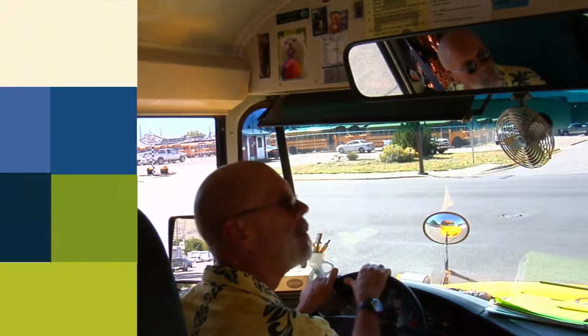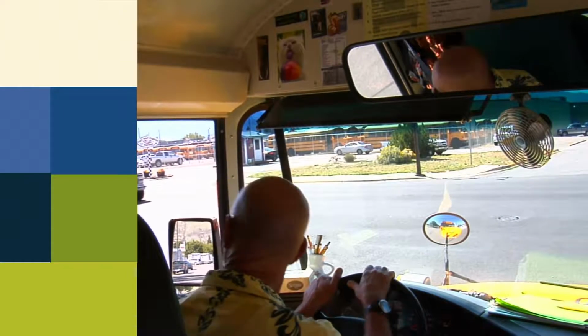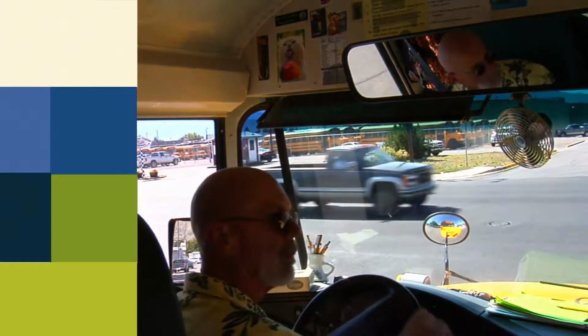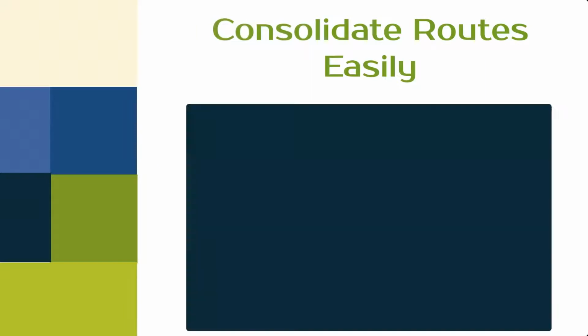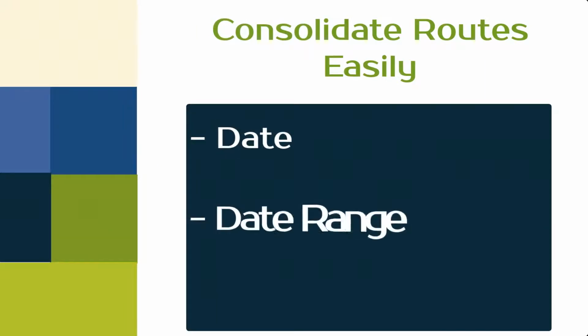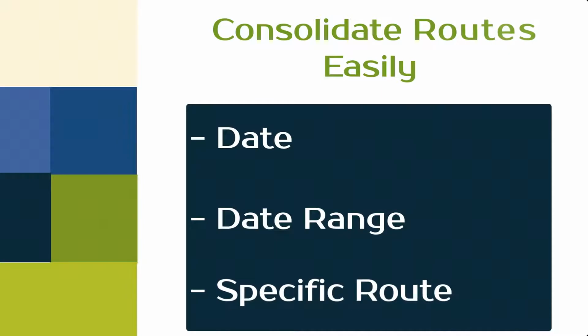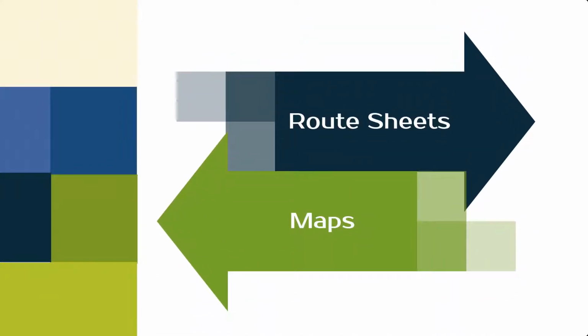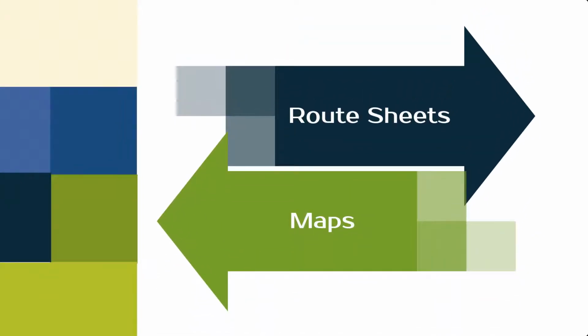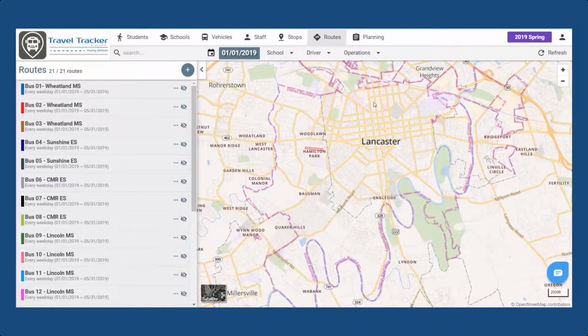One area that all school districts seem to struggle with is driver shortage. The Travel Tracker routing system makes it super easy to consolidate your routes on the fly for any particular date range, or even a specific route. You can real quickly consolidate stops from one bus route and distribute them to other buses. And once that's done, route sheets and maps can be provided to your drivers with these modified routes.